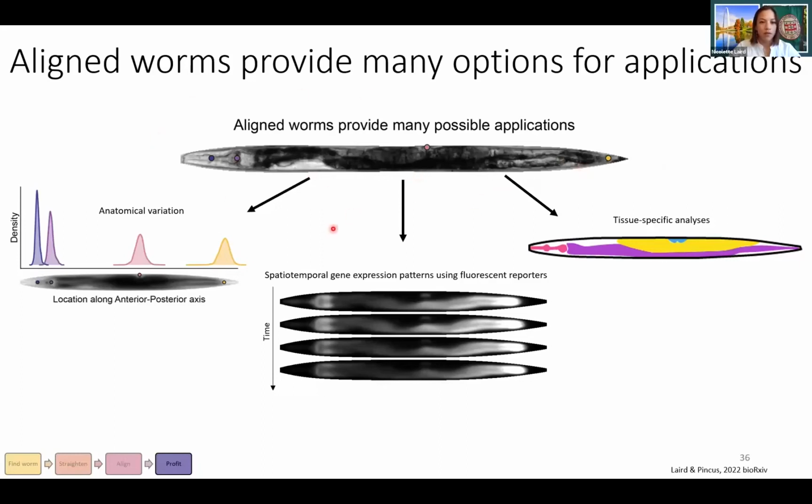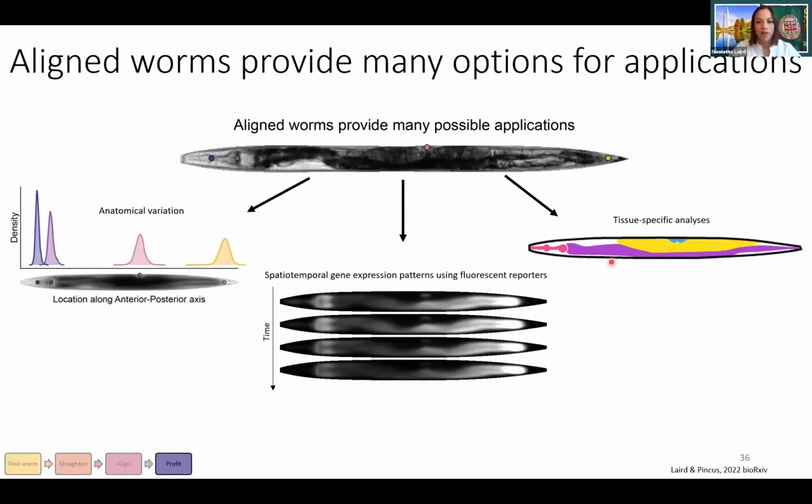So with these aligned worms, you get anatomical variation for free because you are identifying these different key points, these different anatomical landmarks. So you can start to look at population level anatomical variation and also variation across time. So how do worms change over time? You can also look at different spatiotemporal expression patterns in fluorescent reporters. Again, if you take your bright field and your fluorescent image in quick enough succession such that the worm has not moved, now you can do a whole variety of different spatiotemporal things.